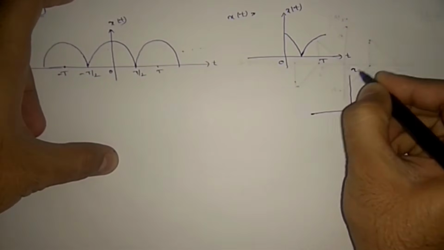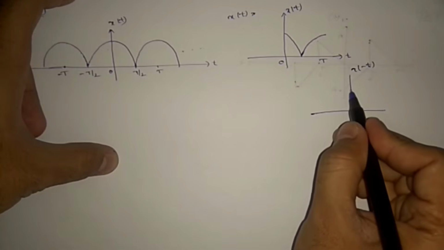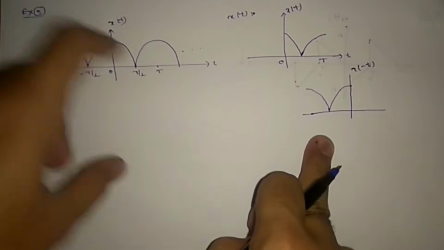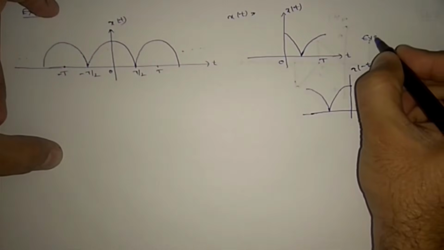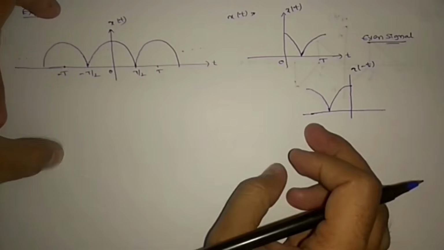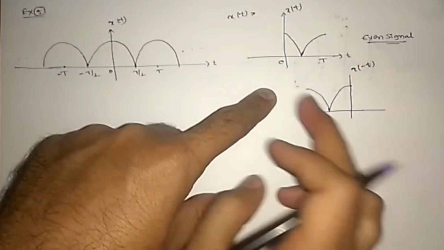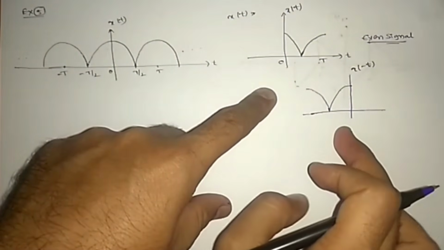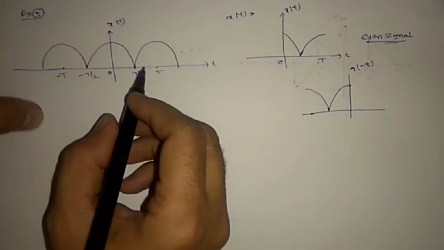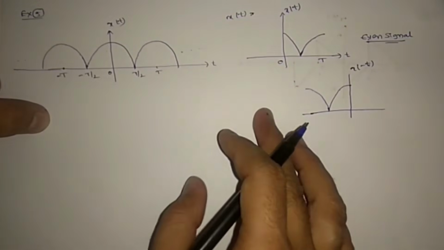If you perform x of minus t, it will be like this, right? So both are the same, so it is an even signal. Actually you need to take the complete waveform, but for simplicity I am taking only one period. Next, what is the average value? Is it t-axis symmetry? No. So to find the average value you need to go with the formula.